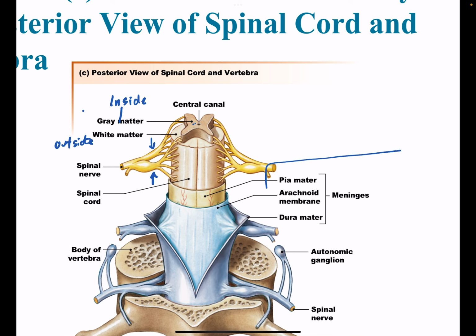Then there are these things called the meninges. These are just the layers around the spinal cord, and they are the same layers for the brain. Okay, so we have pia mater, which is the closest to the spinal cord, and arachnoid mater, which is the middle, and then the dura mater, which actually looks like plastic.